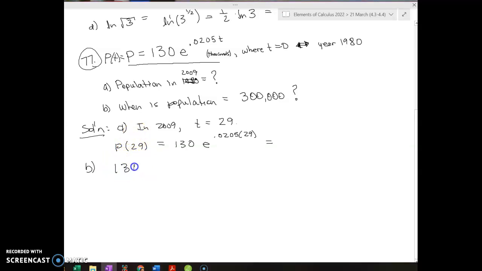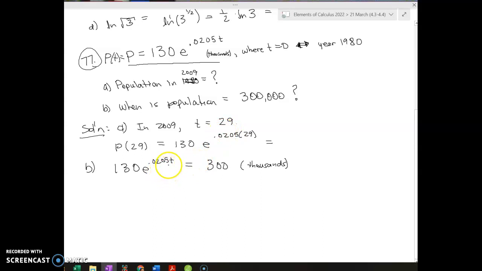In other words, we take our population at a general time t, and we set that equal to 300, because remember, the population is given in thousands, so 300,000, we would plug 300 into the formula. We have to now solve that for t.